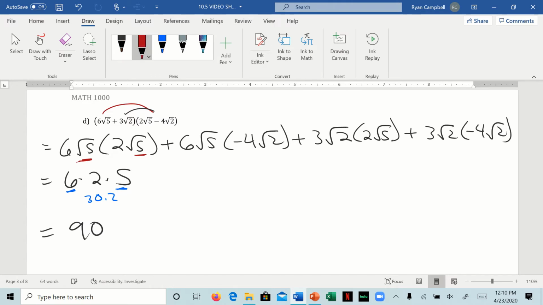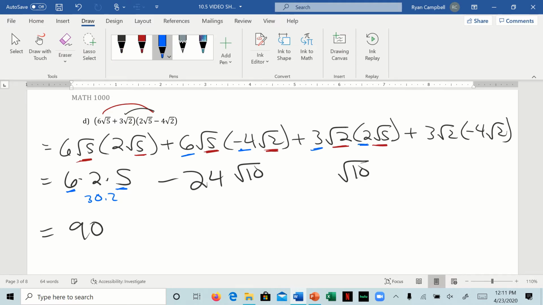All right. Square root of 5 times square root of 2 is square root of 10. And 6 times negative 4 is negative 24. Square root of 2 times square root of 5 is square root of 10. 3 times 2 is 6. Square root of 2 times square root of 2 is just 2, right? It's the same number being squared. So we see that's just 3 times negative 4 times 2. 3 times negative 4 is negative 12. Negative 12 times 2 is negative 24. So minus 24.